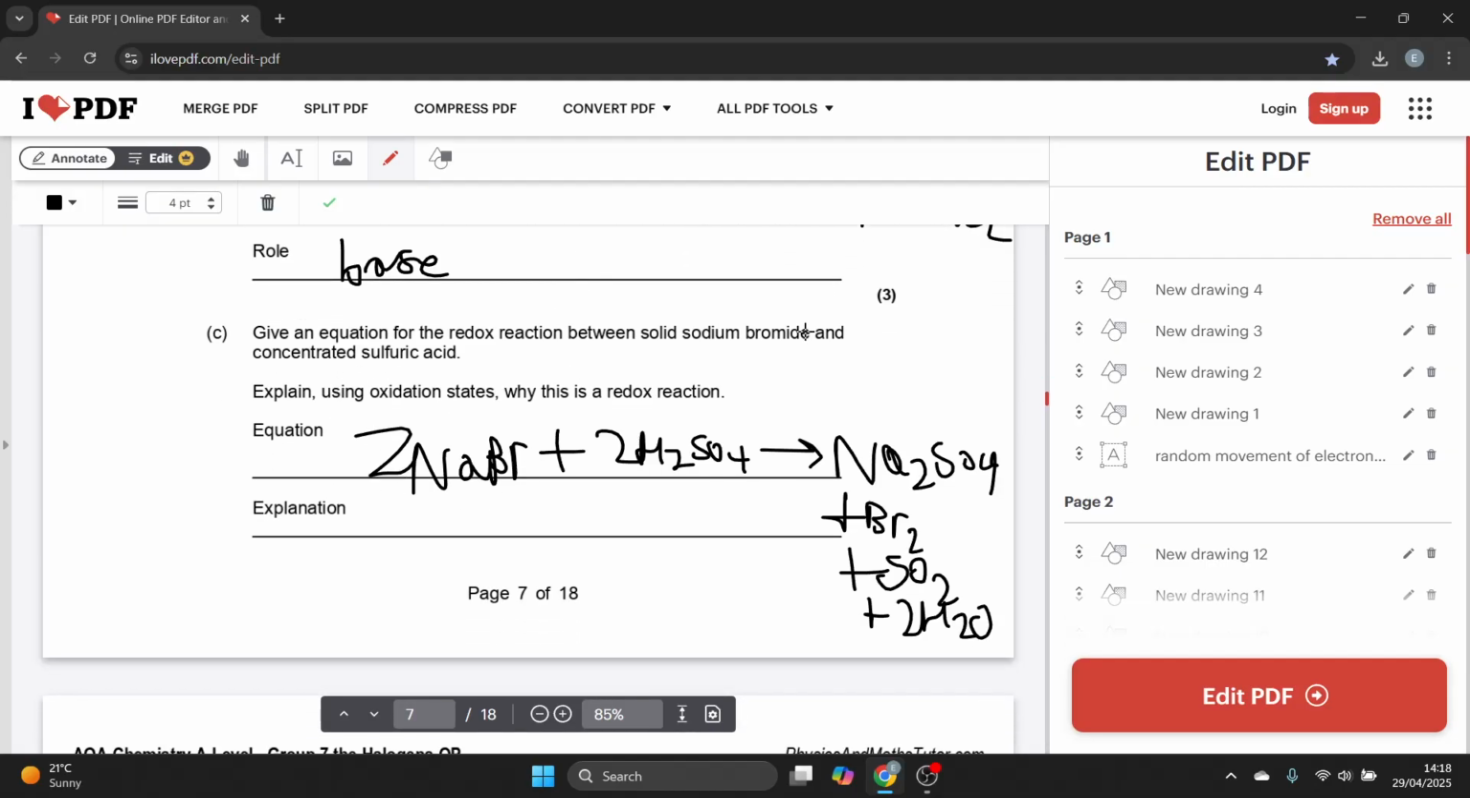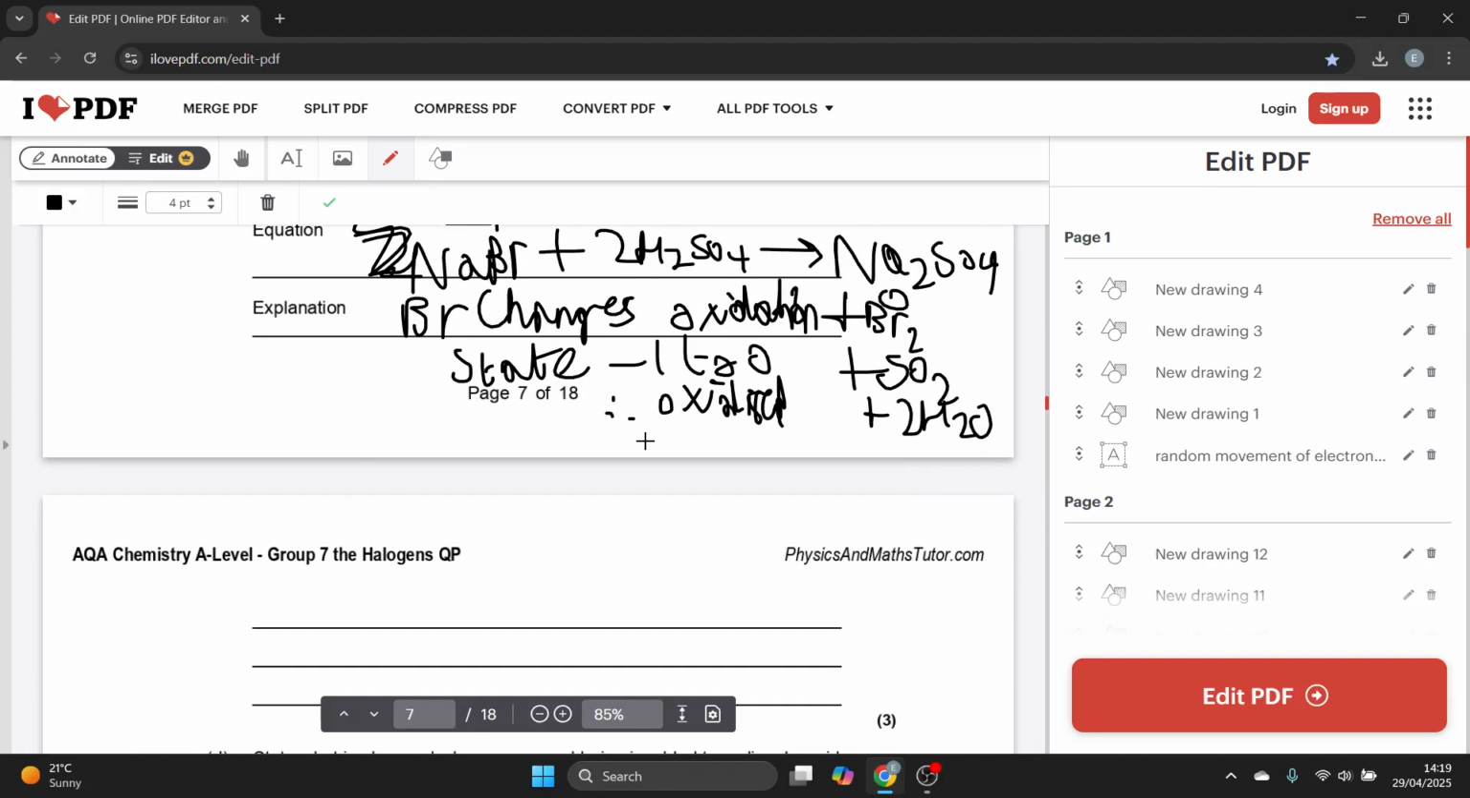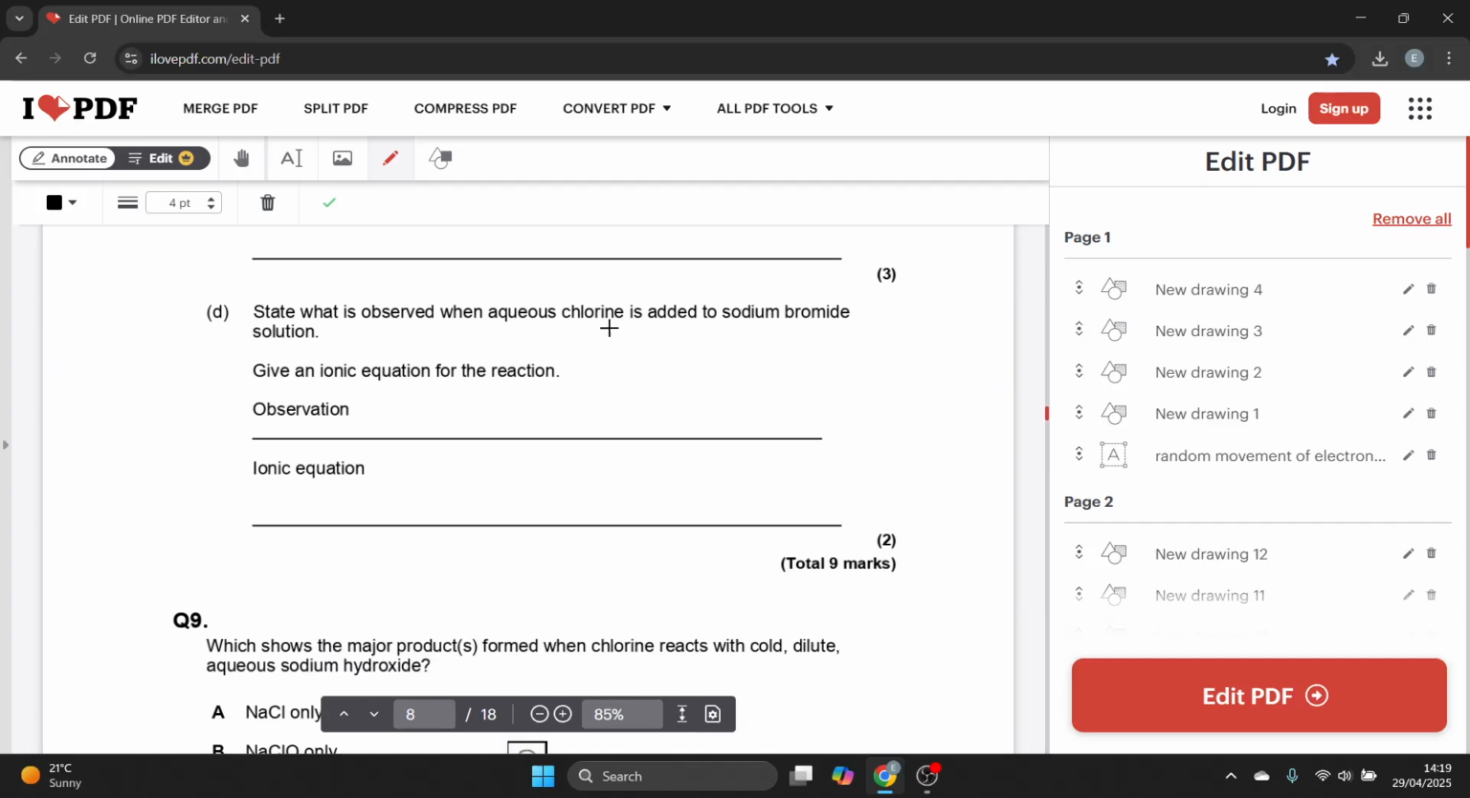For an explanation, you just need to talk about oxidation state. Well, bromine changes oxidation state. Well, that's not enough. Some mark schemes, yeah, that's enough, but try to fit every kind of mark scheme. So bromine changes oxidation state from what? In this case, it's -1, and in this case, it's 0. So it changes oxidation state from -1 to 0, and therefore it's oxidized. You need those two key points: the oxidation states it changes from and to, and whether it's been oxidized or reduced.